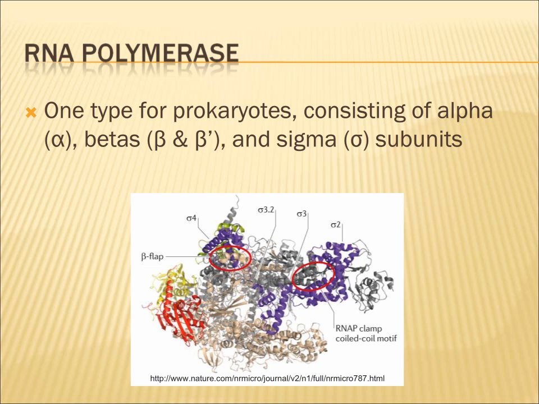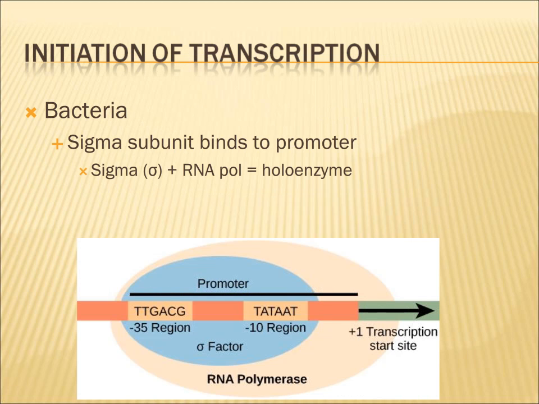Prokaryotes have one type of RNA polymerase. It consists of several subunits, including the sigma subunit. The sigma subunit is very important as it allows RNA polymerase to bind to the correct location on the DNA template strand. RNA polymerase plus its sigma subunit is often referred to as the holoenzyme.